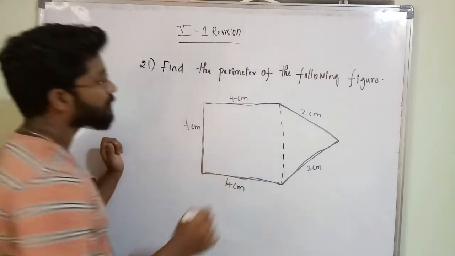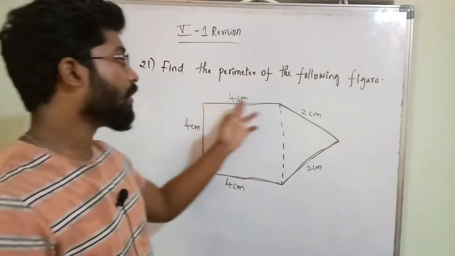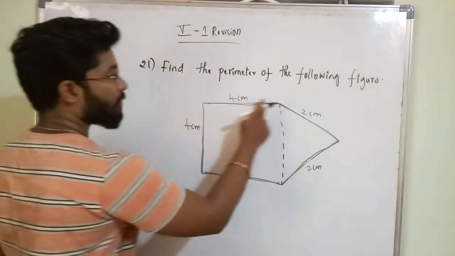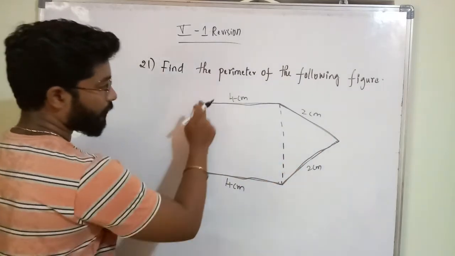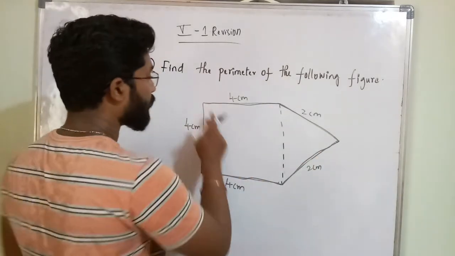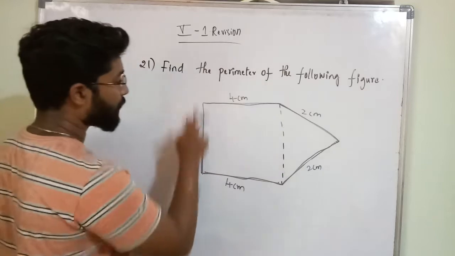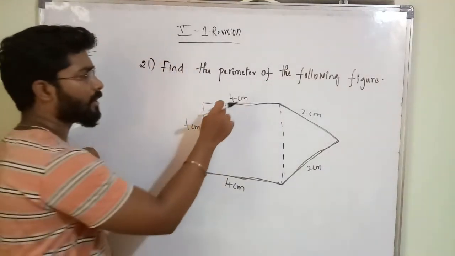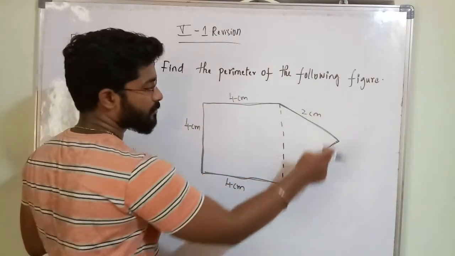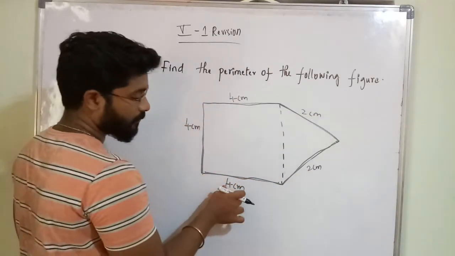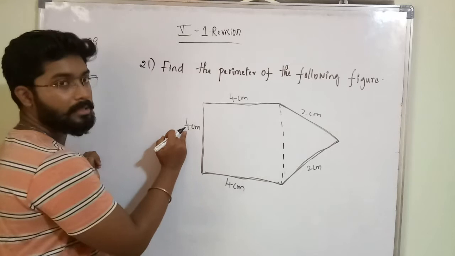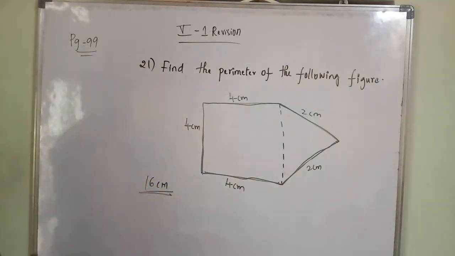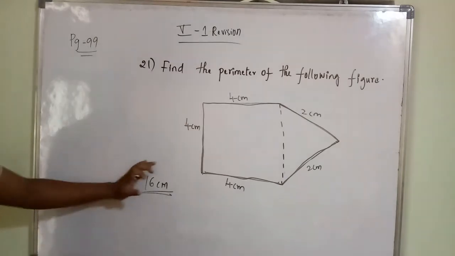Perimeter means the length of the outer boundary, that we have to find out. This is the boundary, no? So you have to find the total length, how much length it will be. Here you have to add them directly. 4 plus 2 is 6, 6 plus 2 is 8, 8 plus 4 is 12, 12 plus 4 is 16. 16 centimeters is the perimeter. Okay, that is the perimeter.